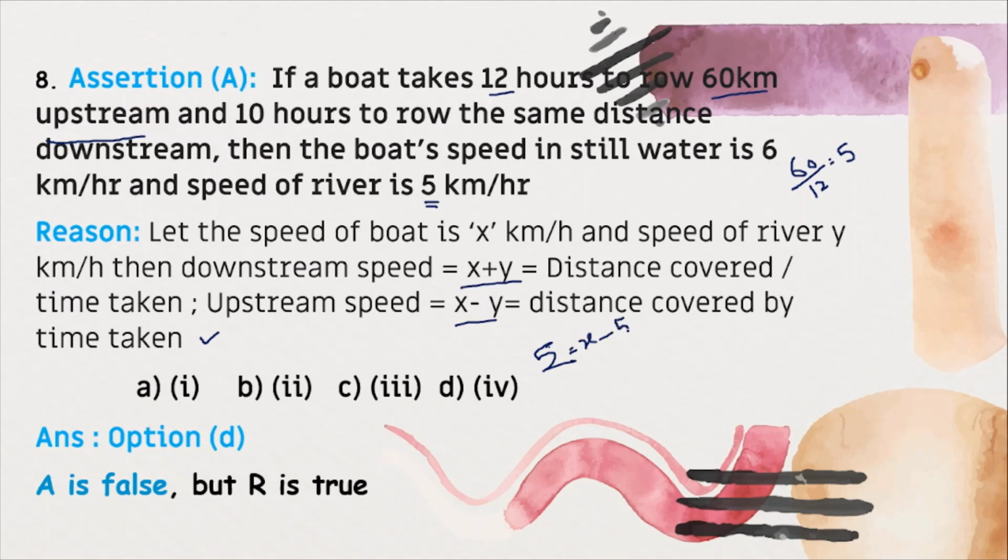Then x equals 10. So the speed of the boat will become 10 according to this question. We will check that also. For the downstream speed, it is given 10 hours for the same distance. So 60 by 10, you will get 6.